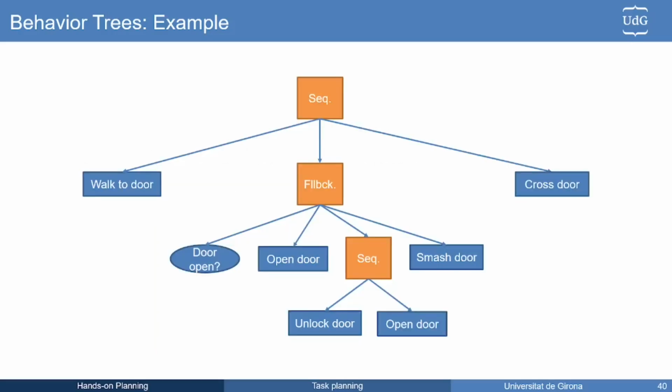How can we do that? For instance, using this. Here we have a sequence in which first we move towards the door. If we arrive at the door, you see, we have exactly this fallback here. Check if the door is open. If the door is open, cross it. If not, in a sequence, unlock the door and open the door. It's missing the smash the door because I'm a nice guy, I never smash doors. But okay, it's the same, you see? And whenever we have completed that, when our sequence finalizes, we can just cross the door.